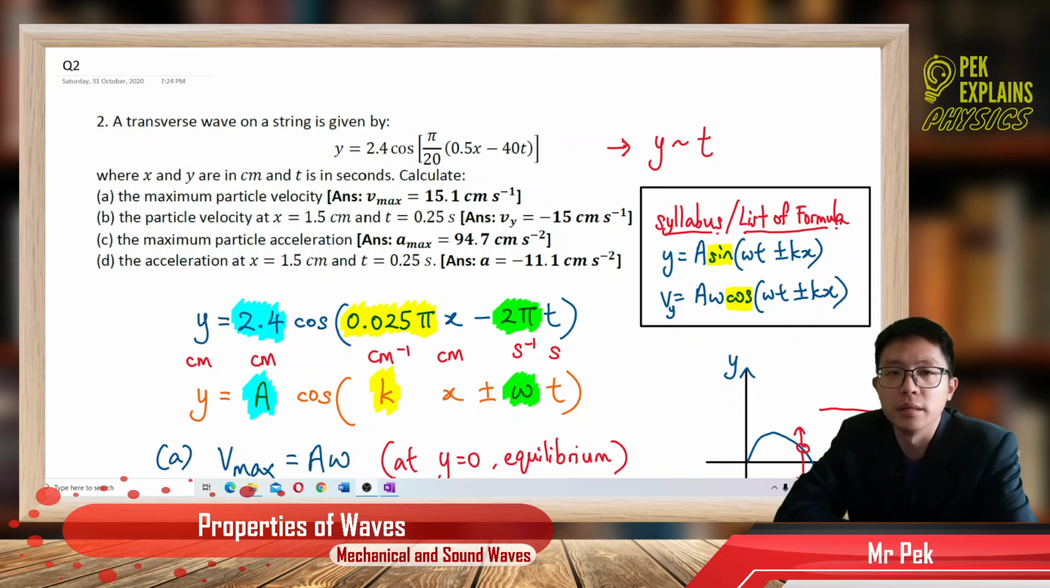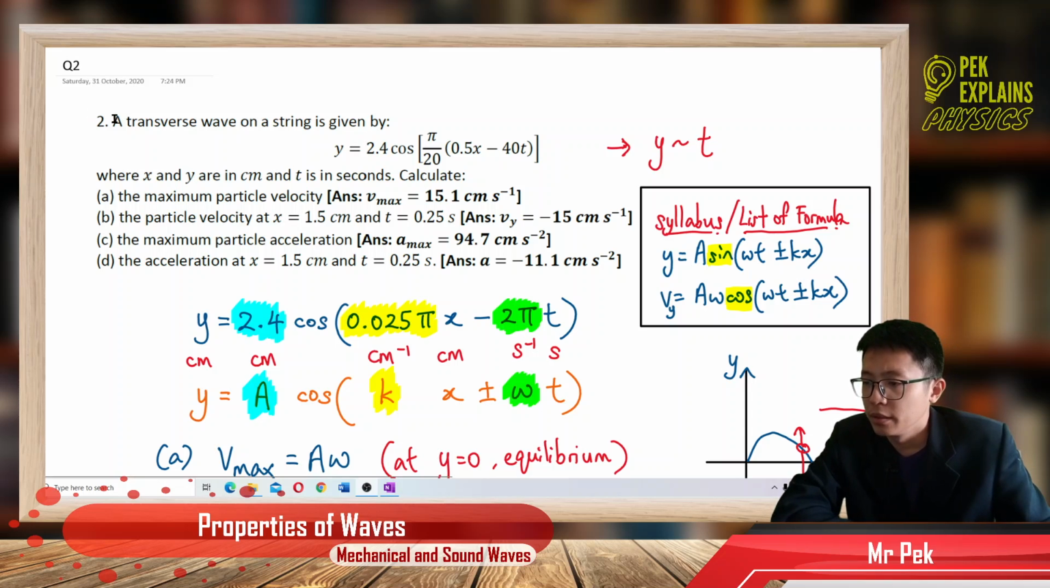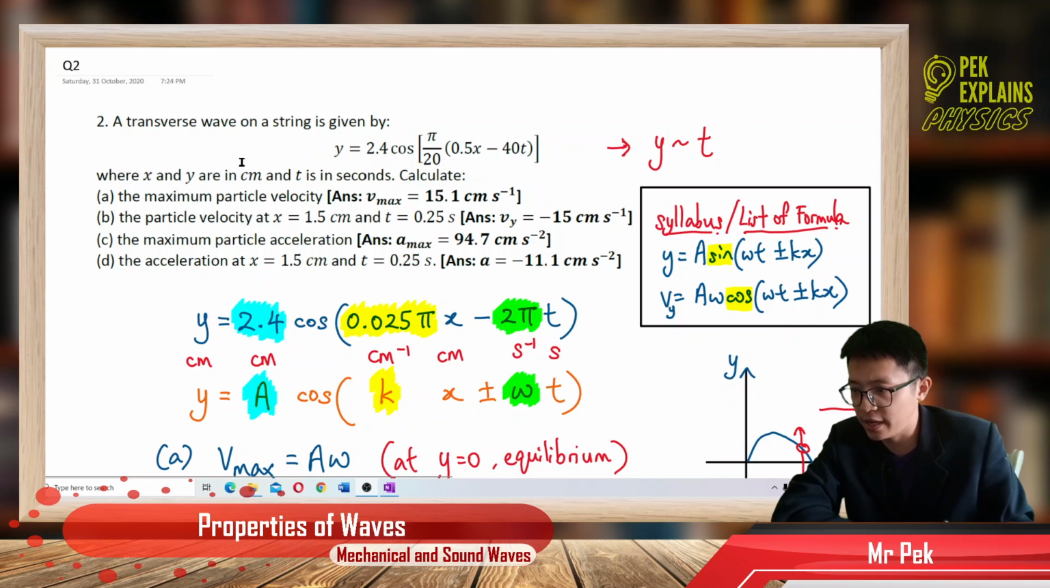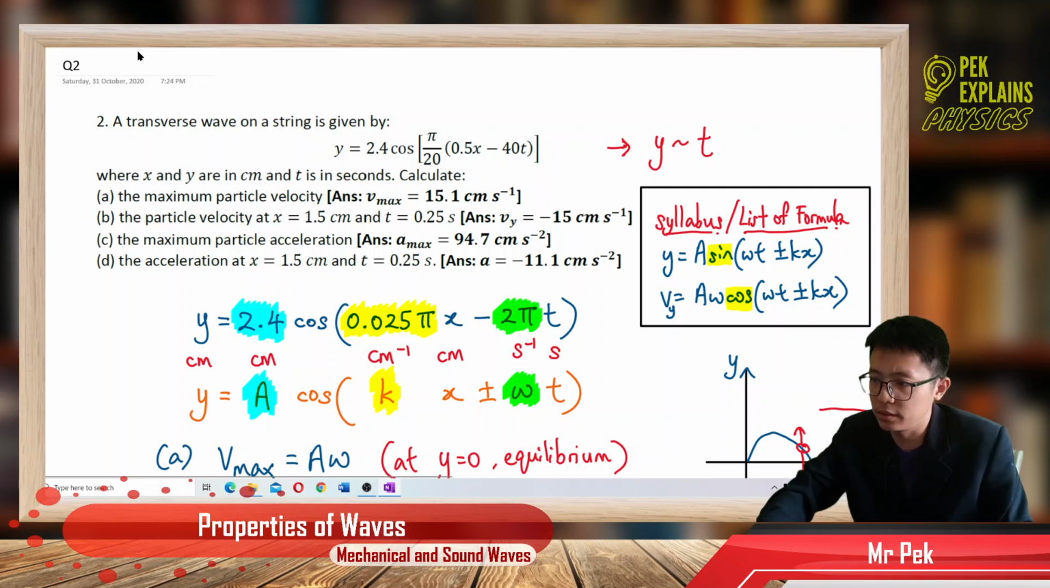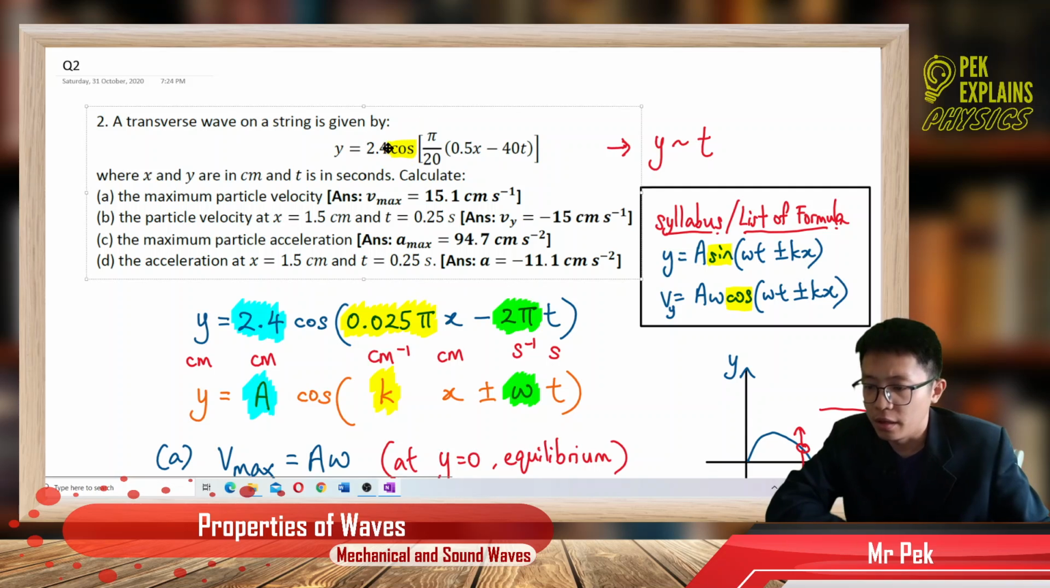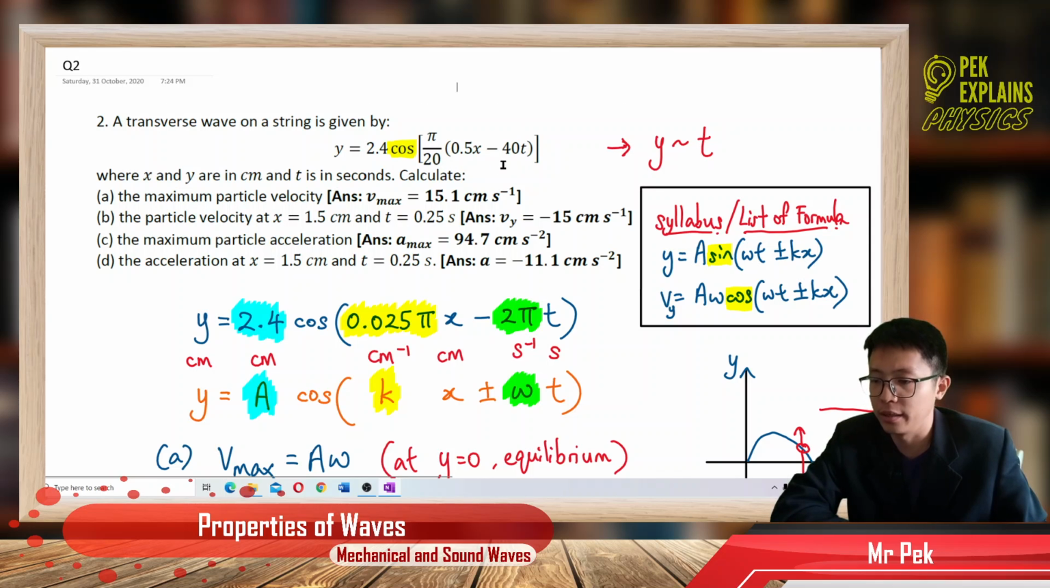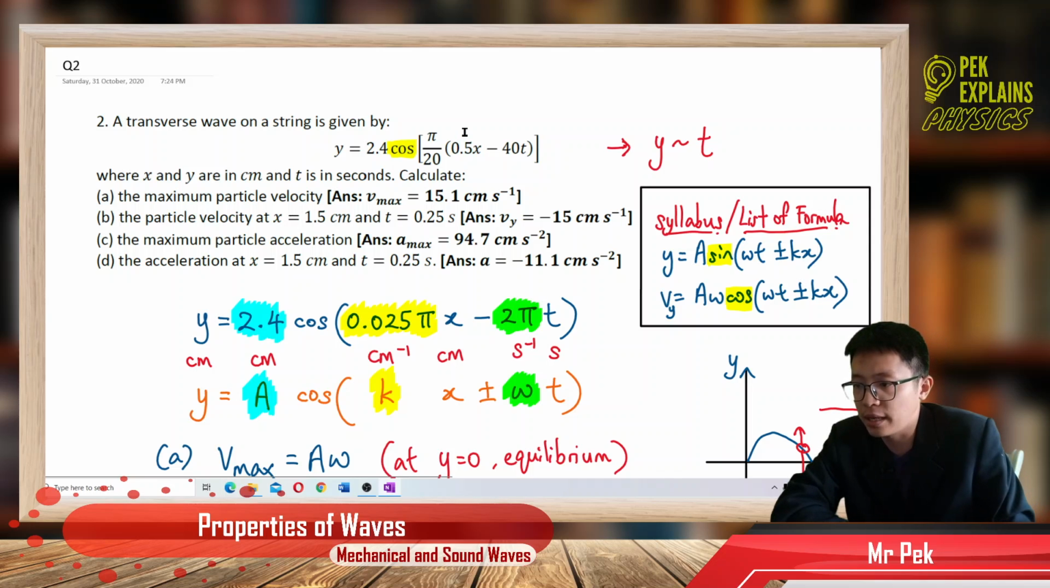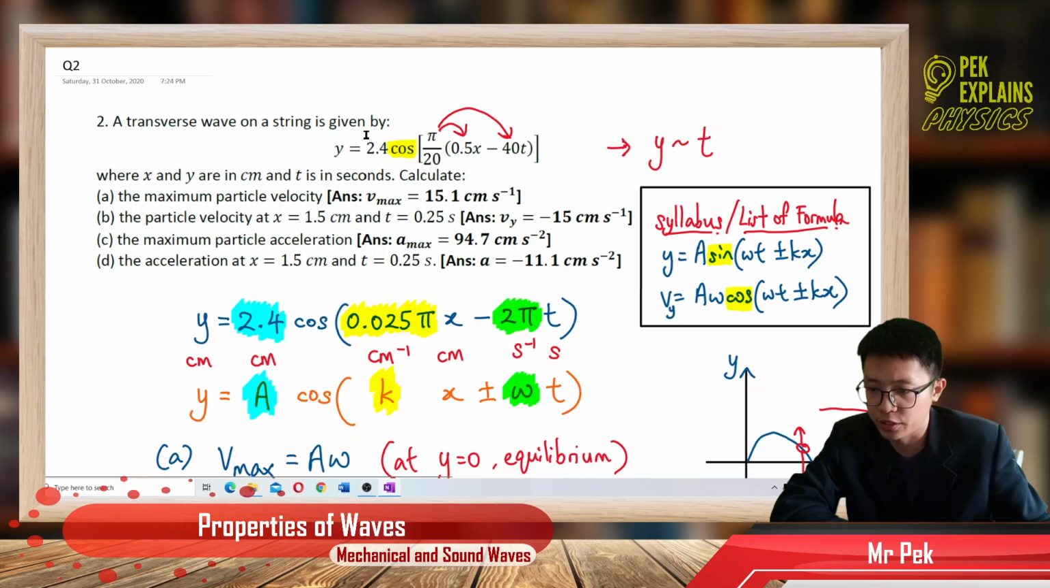Okay, now here's the second question. A transverse wave on a string is given by y equal to 2.4 cos. Okay, this is a cosine equation. These are the things you need to take note of, because this is a cosine equation. Now, pi over 20. Oh, here's another bracket again. This one you need to multiply inside. Okay, you need to multiply inside before you do any further action. Always expand first. Expand.